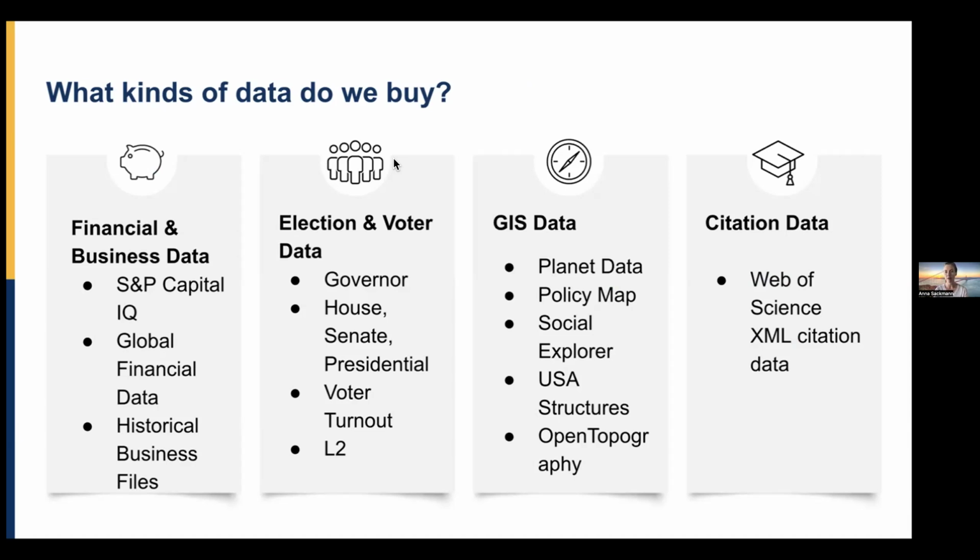We have been extensively buying GIS or map data, and there's a really interesting intersection here between the GIS kind of coordinate data along with the social sciences. So we have Planet data, which is a lot of high definition satellite imagery. And then we have resources like Policy Map and Social Explorer. We do have a separate GIS data portal, and I'll put that link in the chat when we finish today. And then we have citation data. So we were recently able to purchase Web of Science XML citation data, which I'll talk about in a couple of minutes.